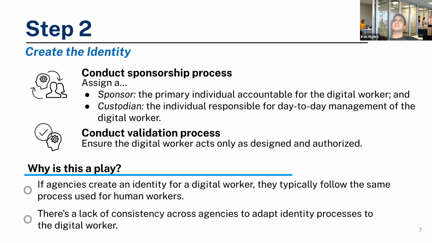Within step 2, you're conducting a sponsorship process, and within that you're assigning a sponsor and a custodian. A sponsor is usually an executive. It could be a CISO, or another executive within the IT or security function of your office, and they're the primary individual accountable for that digital worker. The custodian is more of the day-to-day manager of the digital worker. It could be a federal employee or a contractor, but the idea is that there's both executive management and day-to-day management of a digital worker.